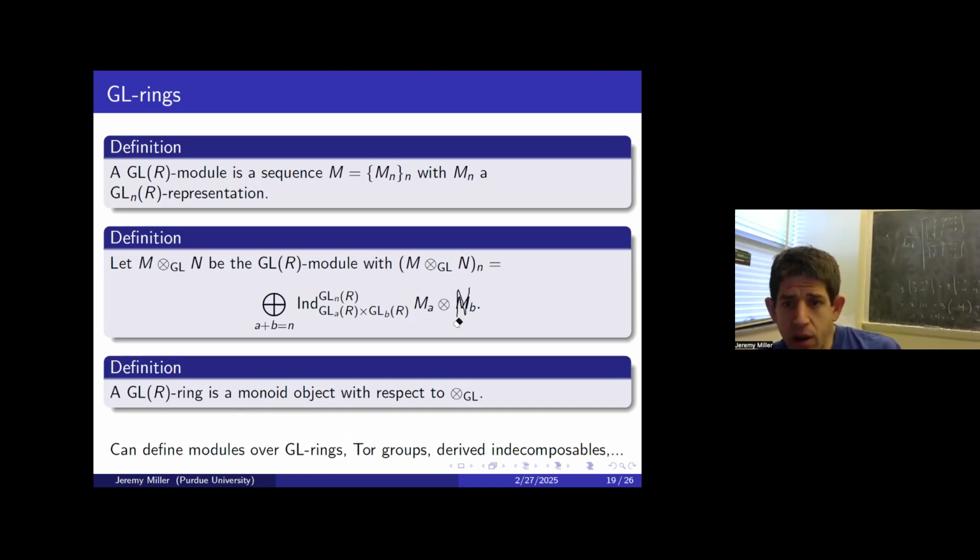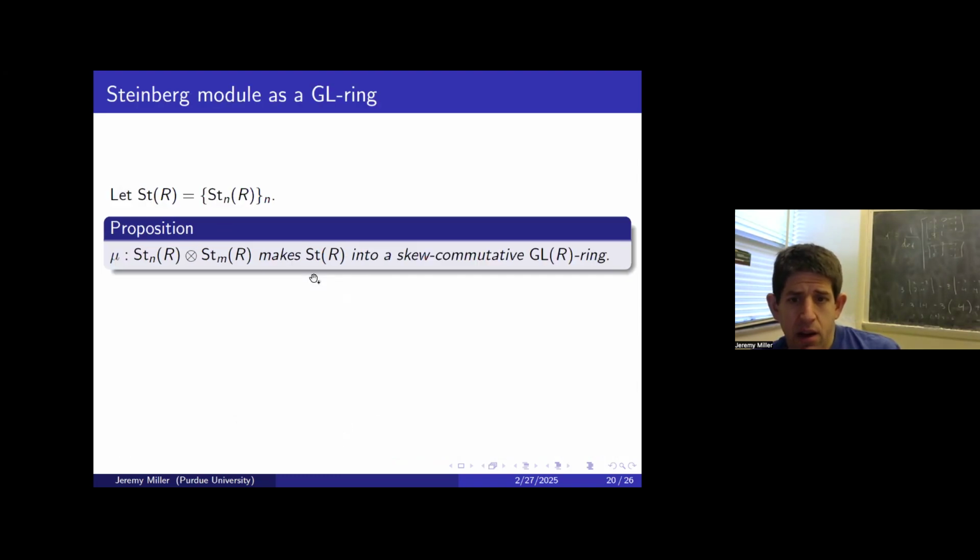In this category of representations of GL, now if instead of just taking the direct sum of all the Steinberg modules, you instead view it as a representation of GL. So you say, okay, I have this sequence of GLN representations, and in degree N, it's going to be the nth Steinberg module, the homology of the nth Tits building.